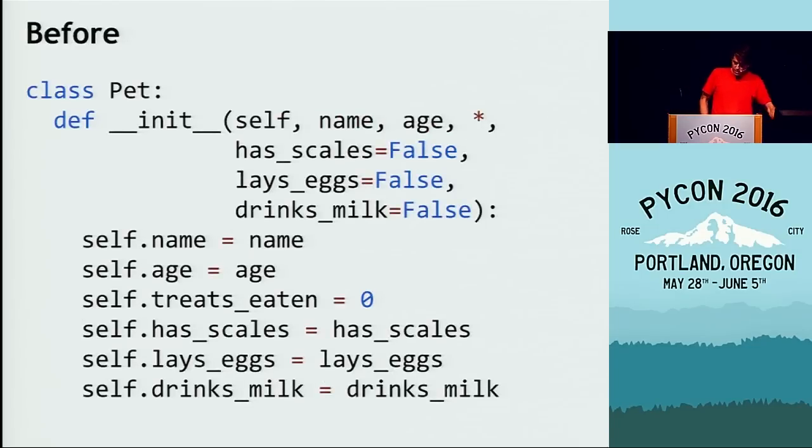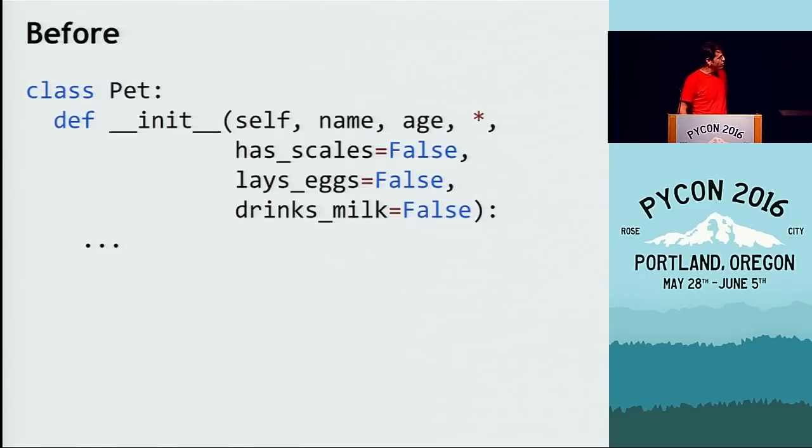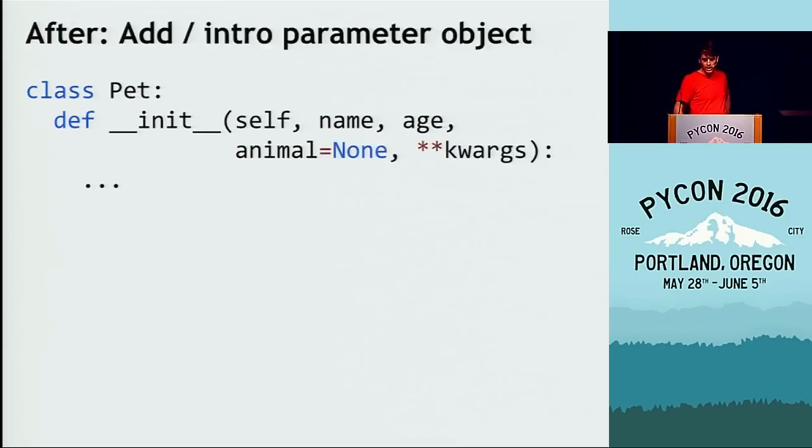So now I'm going to try to go through actually refactoring this thing. So I'm going to extract this animal class from pet. So this is pet before, this is animal after. It just pulls out the has scales, those other attributes. That's straightforward enough. It's a new class with the same attributes. The pet class before has a name and an age and then all these other attributes. I'm going to pull all those other attributes out, and then I'm going to have pet take an animal instance instead. So that's what I'm doing here.